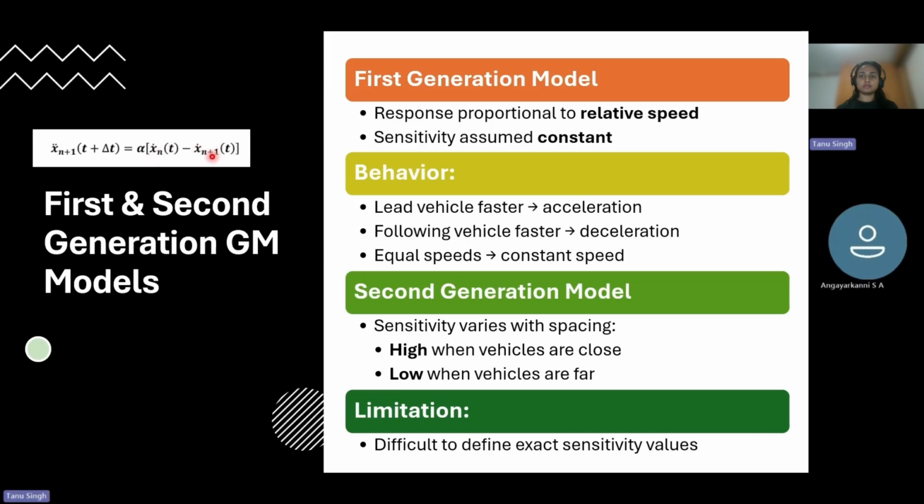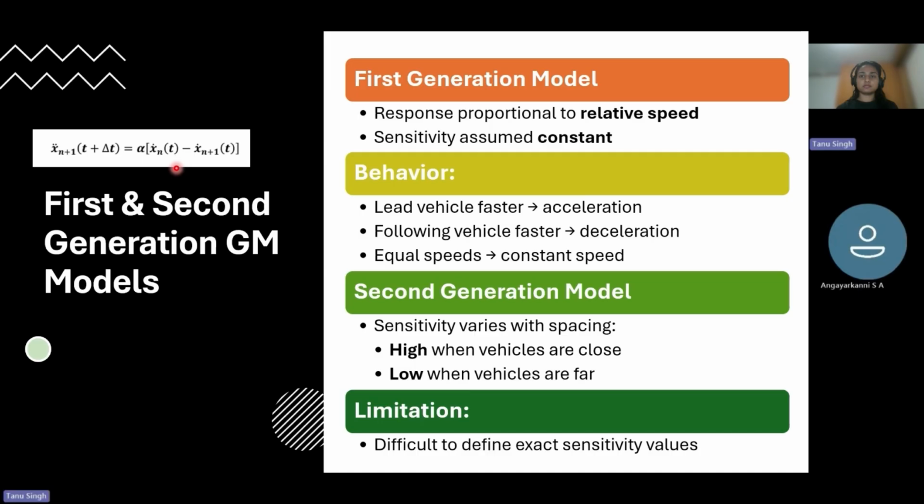The n plus 1 is the following vehicle, whereas n is the leading vehicle. So the response is directly proportional to the relative speed between the vehicles, and the sensitivity is assumed to be constant. So if the leading vehicle is moving faster, the following vehicle will accelerate.